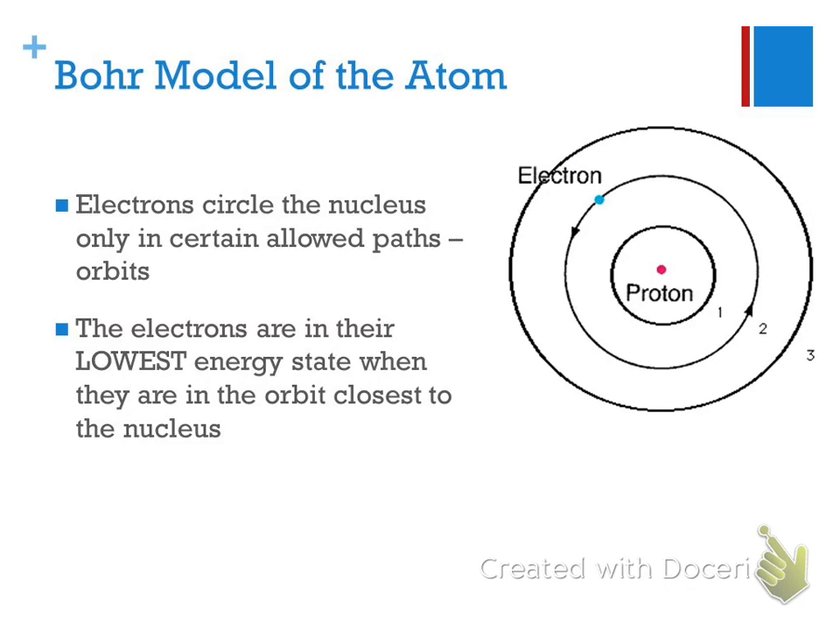In his model, he said that electrons had the lowest energy state, or the lowest amount of energy in them, when they were closer to the nucleus. So the closer to the nucleus they were, the lower energy state they were in. They had less energy.